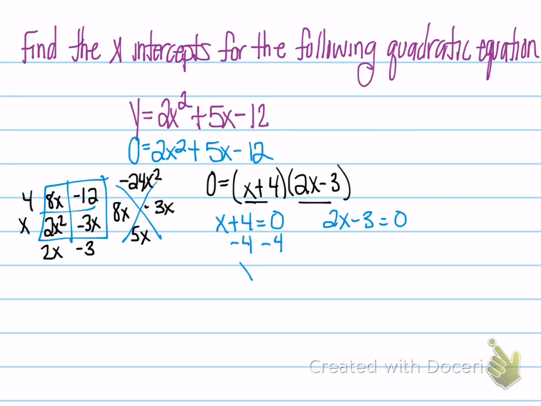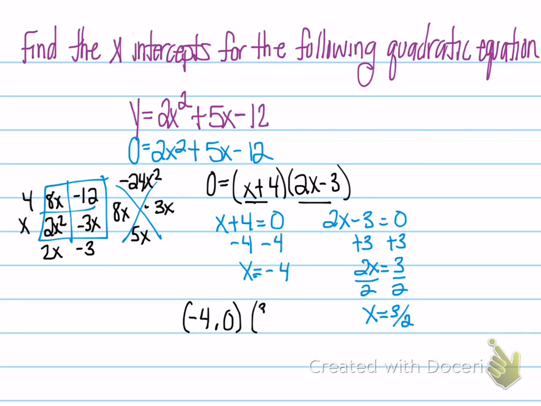Solving for x, getting x by itself, I first get x to equal negative 4. Over here, I'm going to have to add 3 and divide by 2. And I get x to equal 3 halves. Whoops, let's rewrite that. So now remember that these are x-intercepts, so ultimately we want to write it as a point. The first point is going to be (-4, 0), and our second intercept is going to be (3/2, 0).